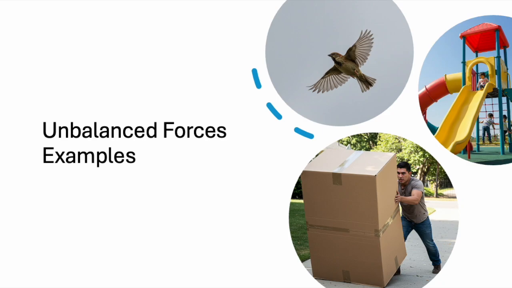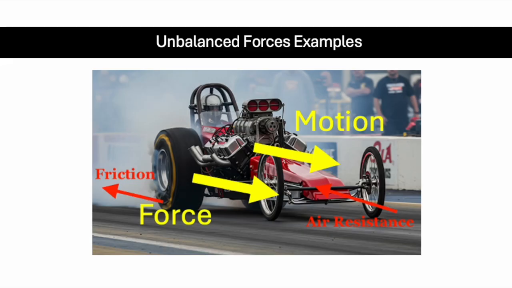Opposing forces are at play all the time. They help us understand why things move the way they do. For example, a car moves forward because the engine pushes the wheels and the wheels push against the road. The road pushes back against the wheels, creating an opposing force, which moves the car forward. Friction from the road and air resistance oppose the car's motion, slowing it down.